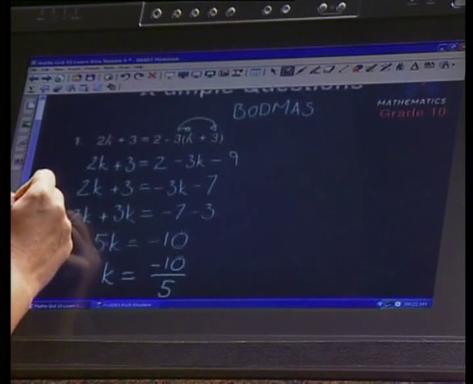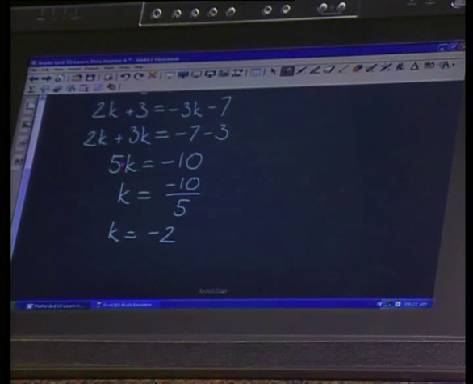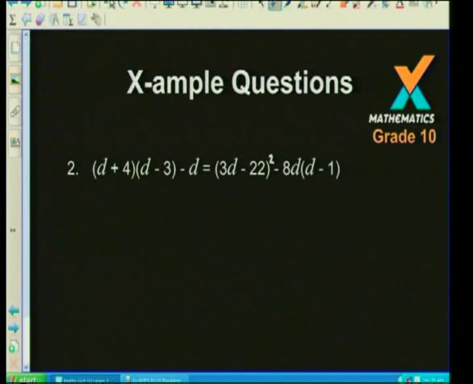Now, it is possible to do this in fewer steps. However, I find people who skip steps often make stupid mistakes. Let's move on to the next question. Moving on to question 2.